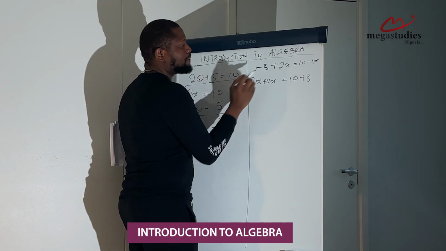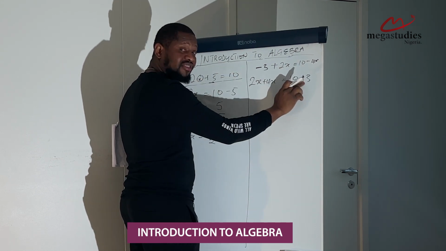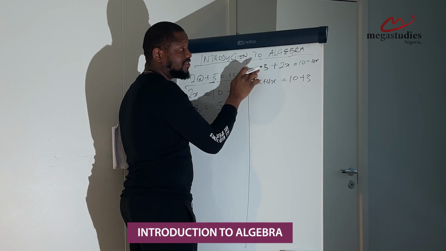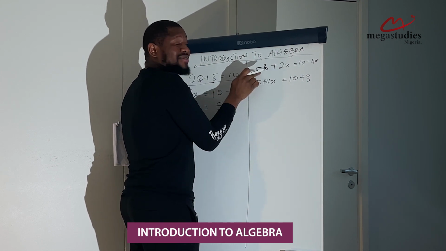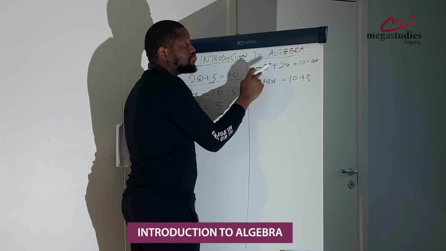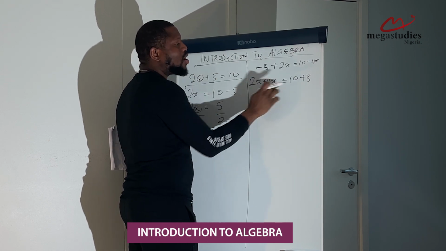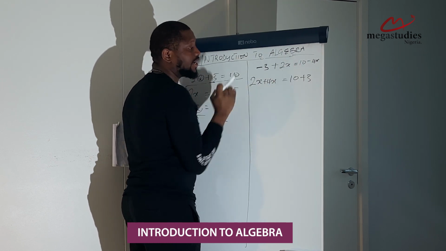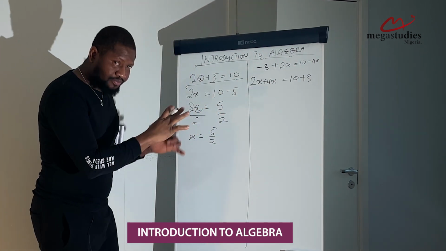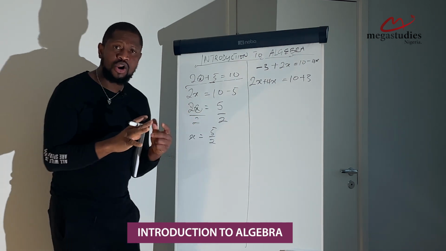Now let's do a check. You see, +3 is changing because it's -3. Why? Here at this place, it was before the equals to, but now we have it after the equals to. So because -3 is crossing, it will turn to +3. So this is algebra, all about algebra.